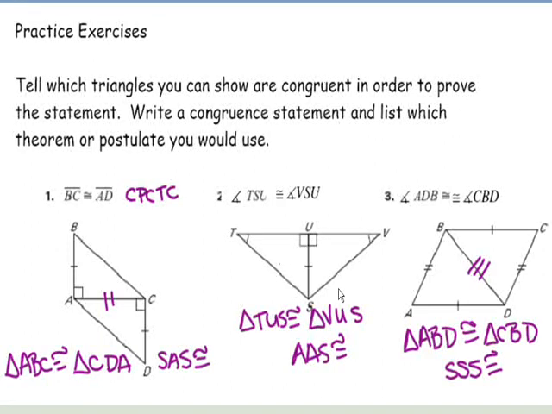Okay, you should have gotten that these two triangles are congruent by angle side congruence, which would then allow you to say that these two angles are congruent by CPCTC. And you should have also gotten that these two triangles were congruent by side congruence, which would then allow you to say that those two angles were congruent by CPCTC.